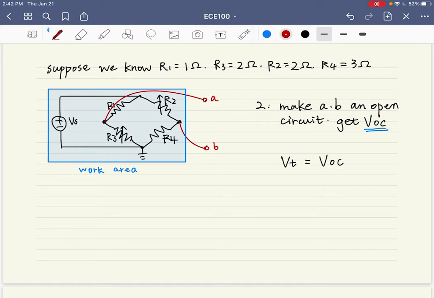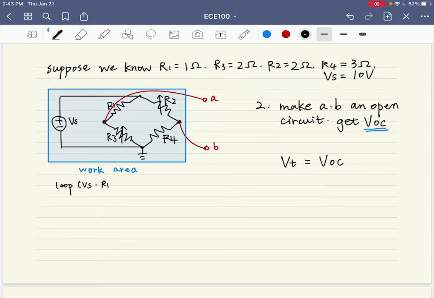To make it clearer, I redraw the nodes A and B to put them on the right, and all the things left I put in the work area. We are going to focus on the work area, okay? You'll see that the detector is still connected between nodes A and B. Now to do some quantitative analysis, suppose we know the values of all the resistances. R1 is 1 ohm, R3 is 2 ohms, R2 is 2 ohms too, and R4 is 3 ohms, okay?